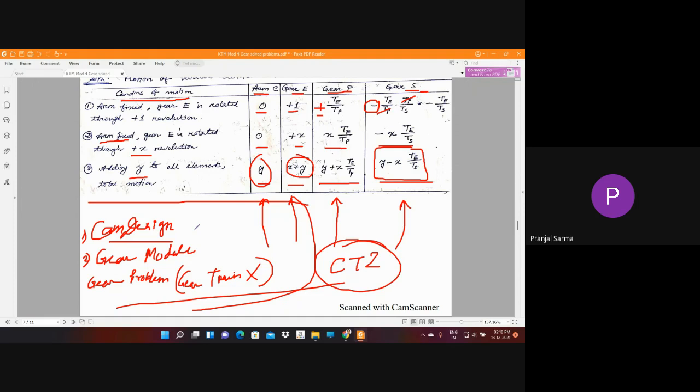That type of problem, that is epicyclic gear problem or simple gear train problem or compound gear train problem, those problems are not included for class test 2. But others will be there. Is that clear? Yes, sir. So none of you should have any confusion with the syllabus for class test 2 then.